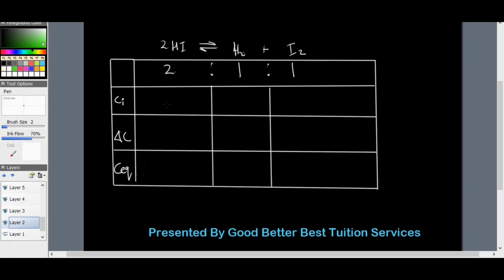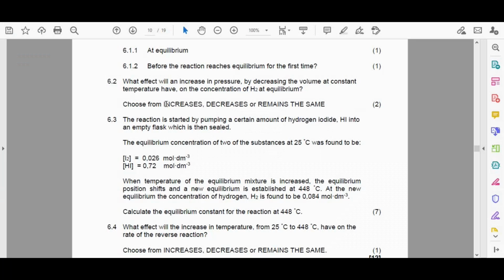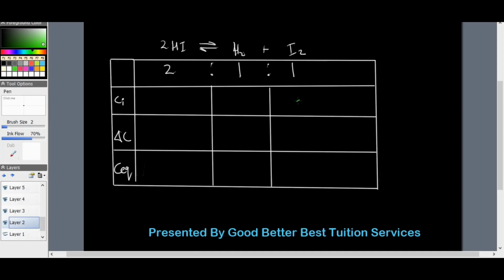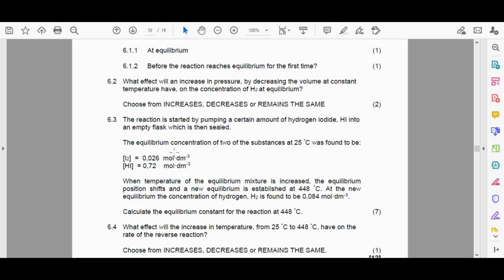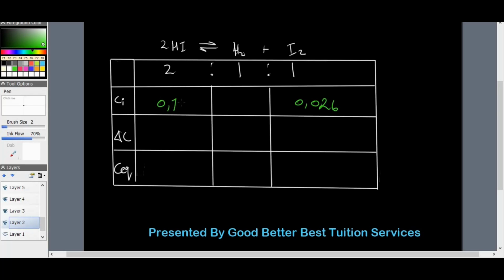So initially they did tell me that at the first equilibrium, the concentration of the substances at the original 25 degrees Celsius was 0,026 for iodine, I2, 0,026 for hydrogen, and 0,272 for hydrogen iodide. Okay, now of course we know what to do. We can see that for these two, hydrogen and iodine, they're in the same mole ratio, so we enter the same concentration value for H2.